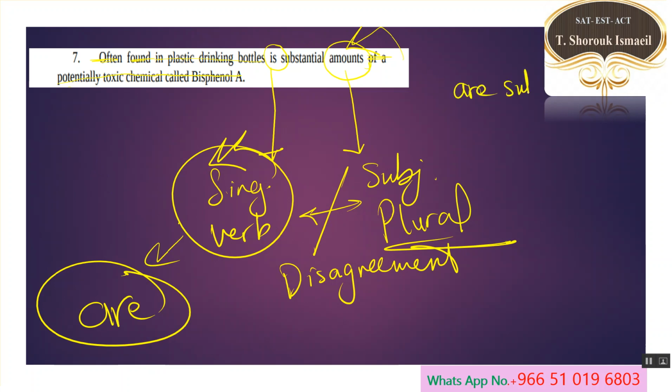So the sentence will be like this: are substantial amounts, substantial amounts of the chemical. Okay, let's move on.